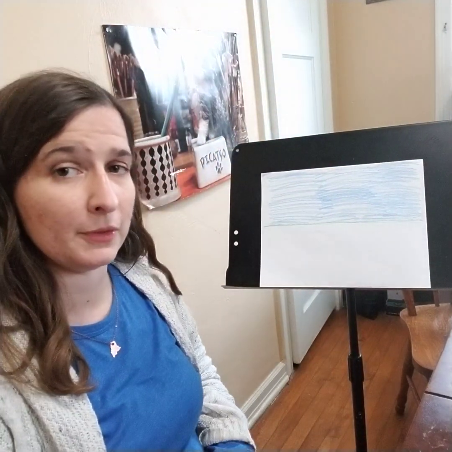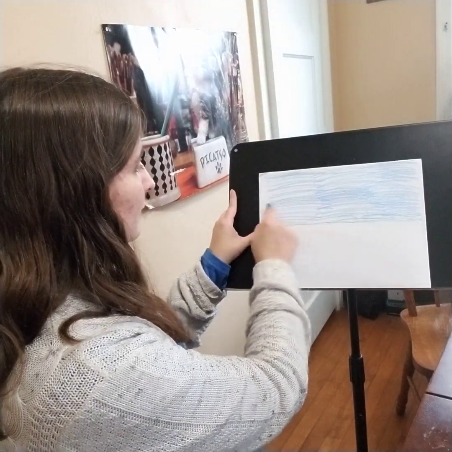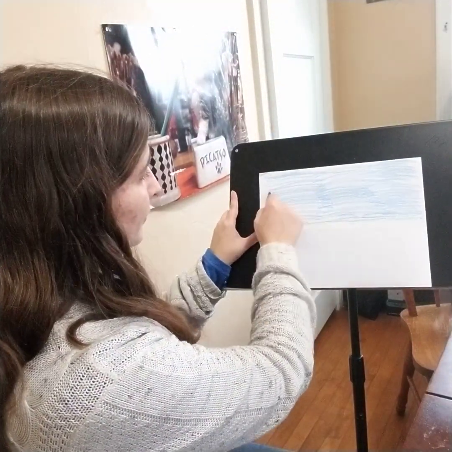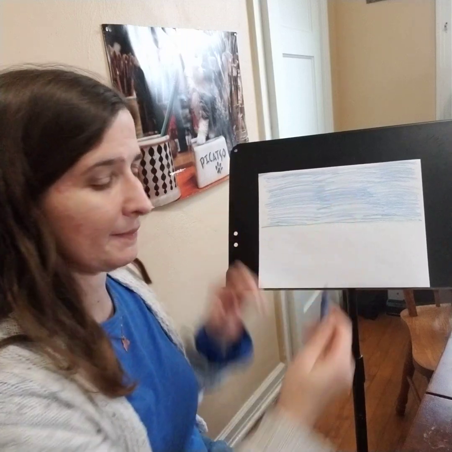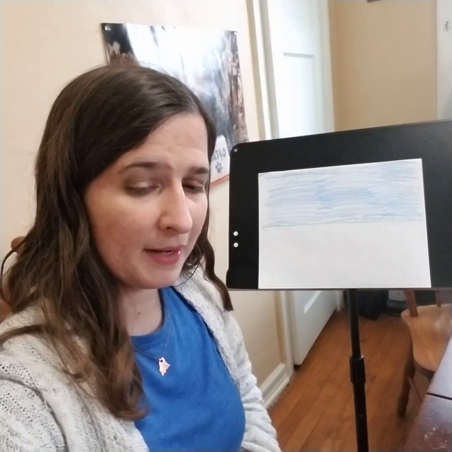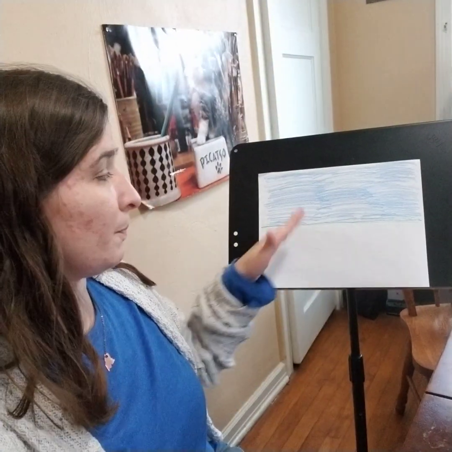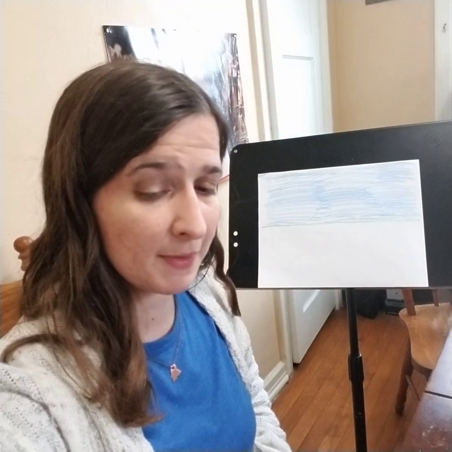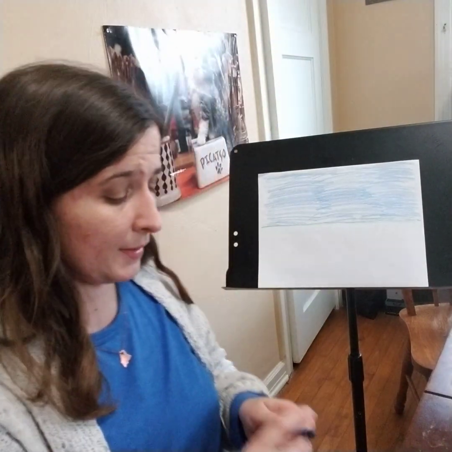So there is my blue sky. Looks like a pretty twilight time sky. And now I can add some extra stuff below my horizon. So maybe I want to add a river.